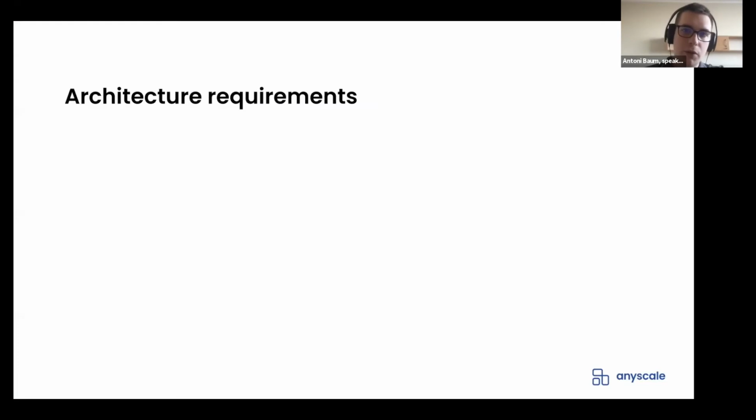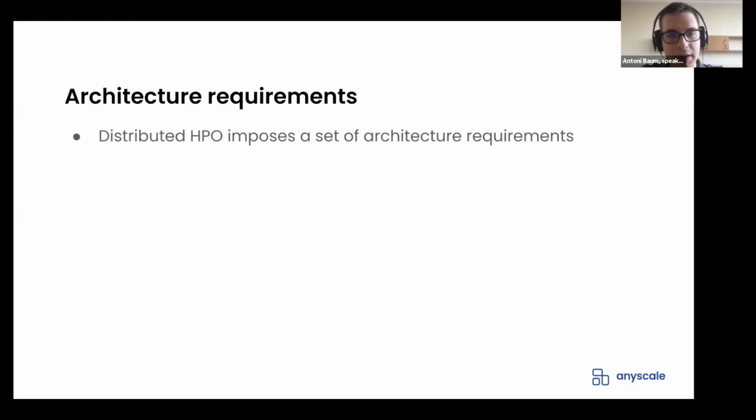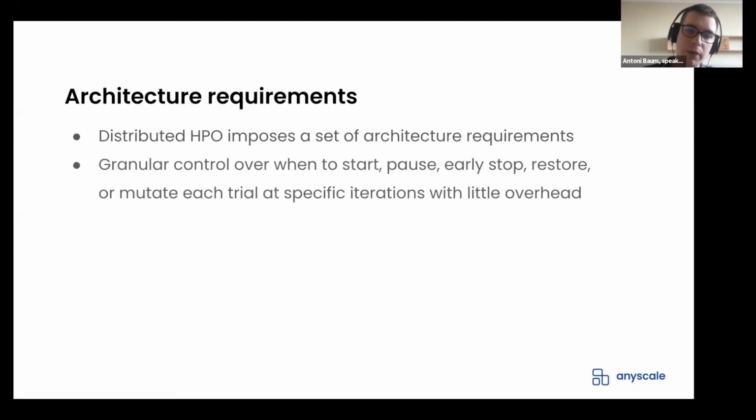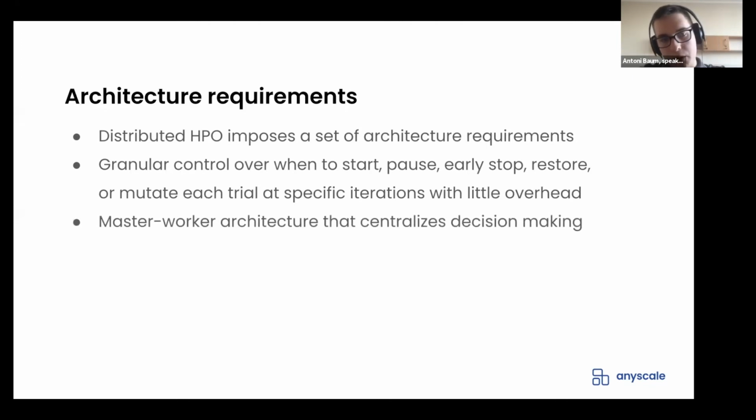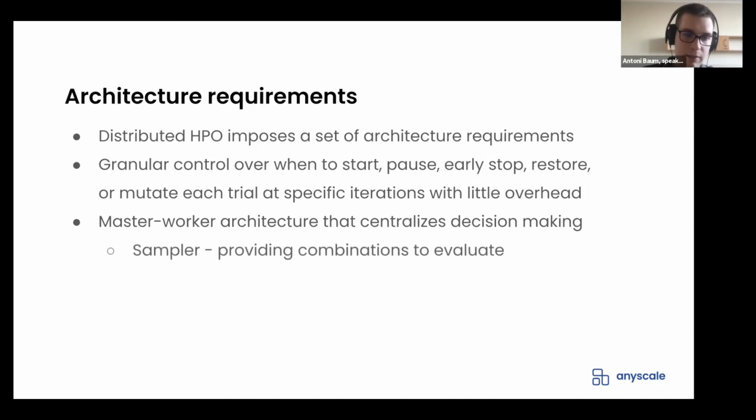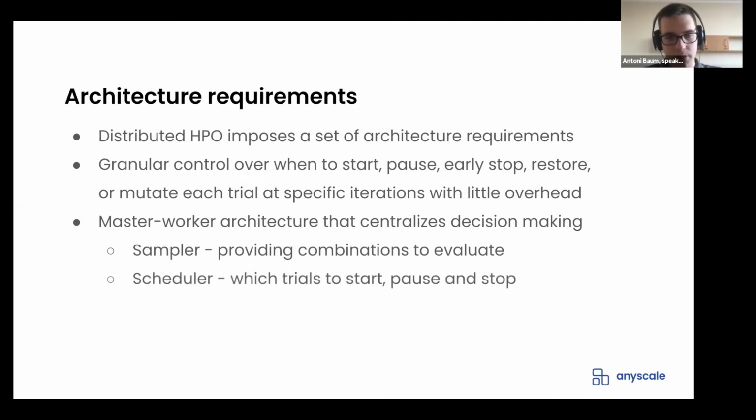Now that we know what sort of requirements HPO algorithms may have, we can think about what sort of architecture we will require in order to efficiently conduct distributed hyperparameter optimization. We definitely require granular control over when to start, pause, early stop, and restore or mutate each trial at specific iterations with little overhead. We require a master-worker architecture that centralizes decision-making so that the orchestrator has access to the information from all the trials. We have a sampler which provides combinations to evaluate and a scheduler that decides which trials to stop, start, and pause. And since we are talking about distributed hyperparameter optimization, we need to have elasticity and fault tolerance.